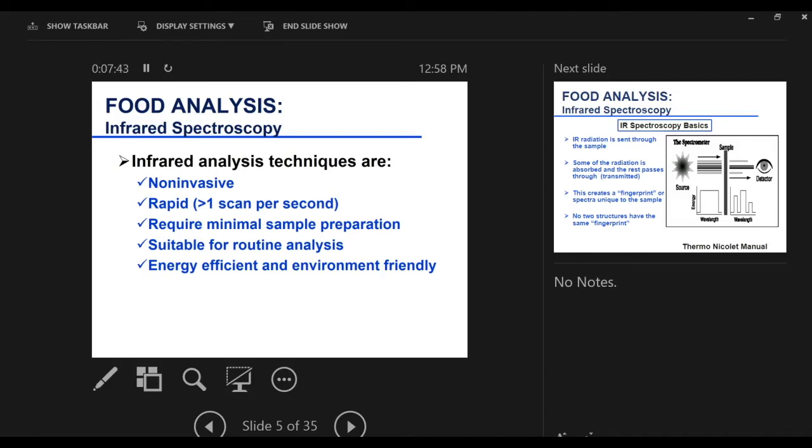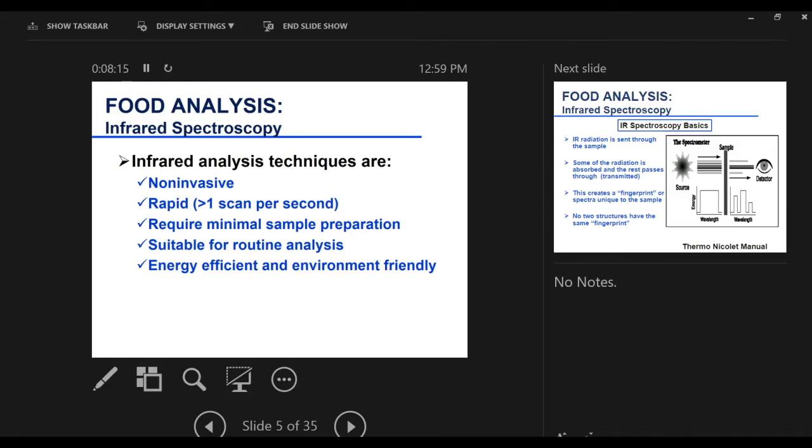However, you need to have a homogeneous sample. So if it's solid matter, it needs to be in a flour form, and the particles need to be of equal size and packed properly. And every time you run the sample, it has to be packed in the same manner to get consistent results. So it's suitable for routine analysis, it's energy efficient, environment friendly, so it's a really good, cool technique.